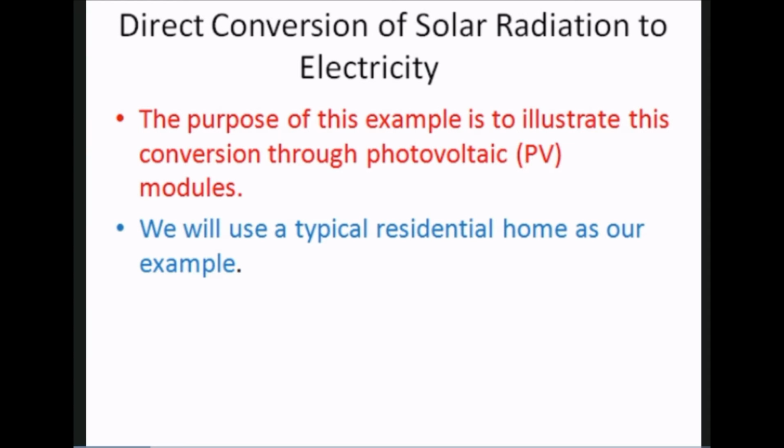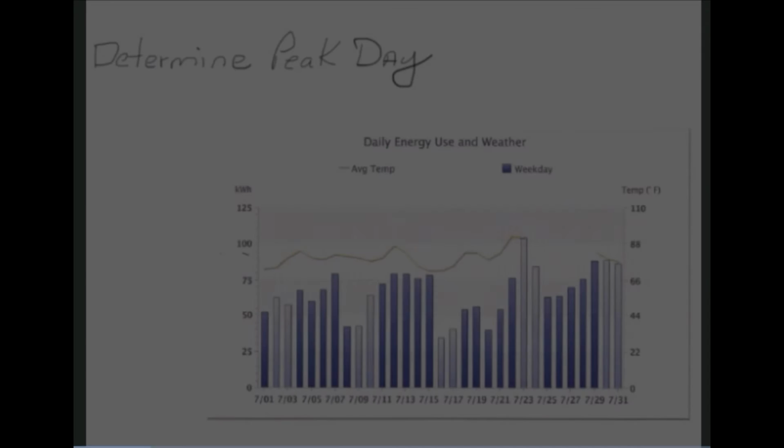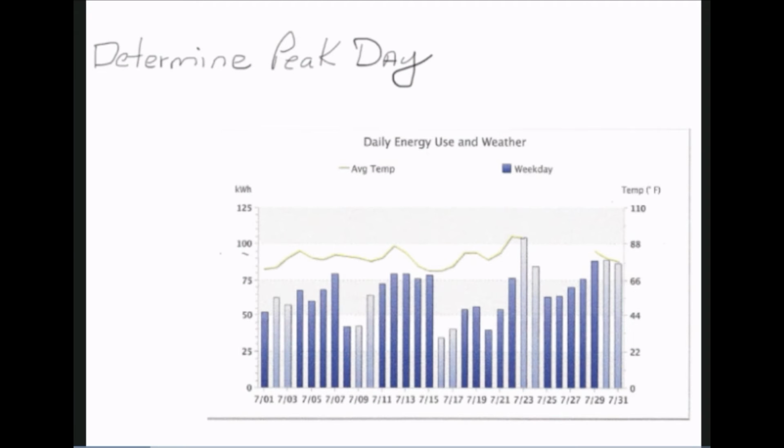This video provides an example of the conversion of solar radiation to electricity. We will use a typical residential home as our example. The first step is to determine the peak day.